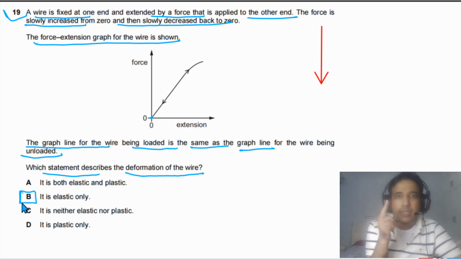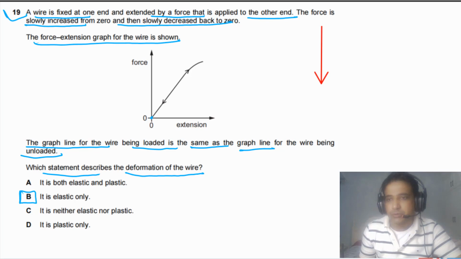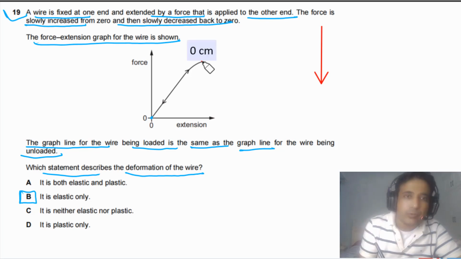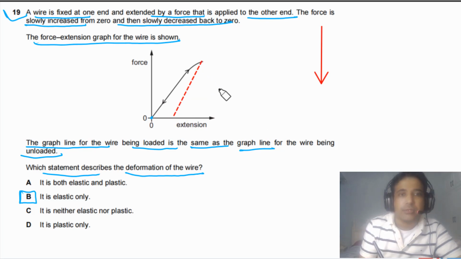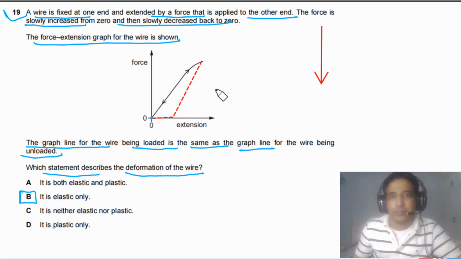If it was plastic deformation, then maybe the graph will look like this. When you remove the load, maybe it will end up here, on this curve. In this case, you will see this part has extension, meaning the final length is longer than the original. So there is extension, and this will be plastic deformation. So the answer for this question is B.